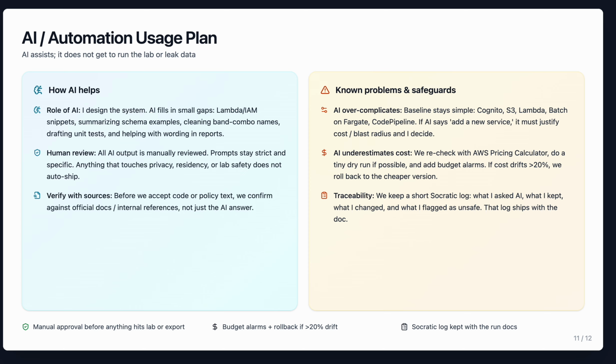Here are some problems and safety guards. We know that AI tries to over-engineer, so I hold the stack to a baseline: Cognito, S3, Lambda, Batch on Fargate, CodePipeline, and it has to justify adding new services if needed. AI also gets cost wrong, so I check the AWS pricing calculator and set budget alarms. If a suggestion costs more than around 20% over baseline, I have to roll it back. I also keep a short Socratic log of what I asked AI and what I changed, so there's traceability on what automation influenced the design.